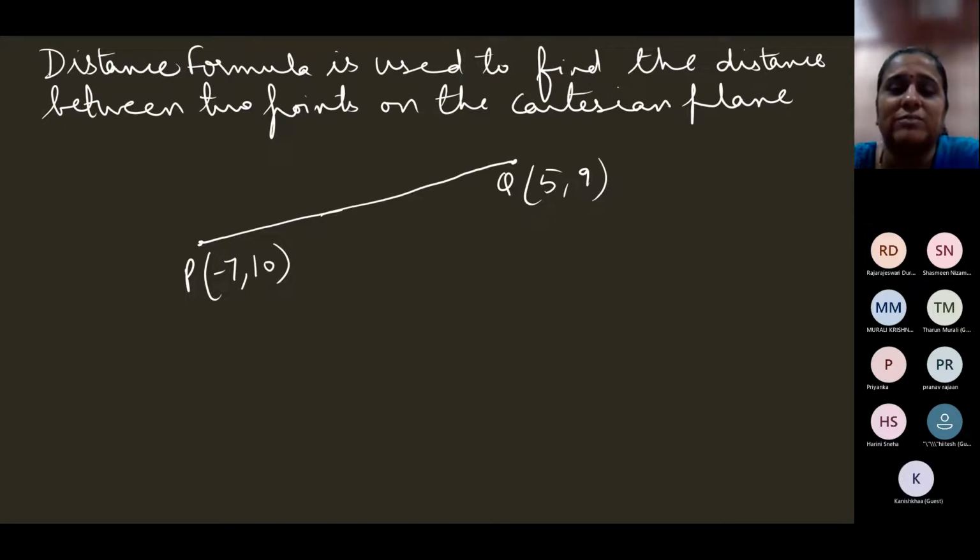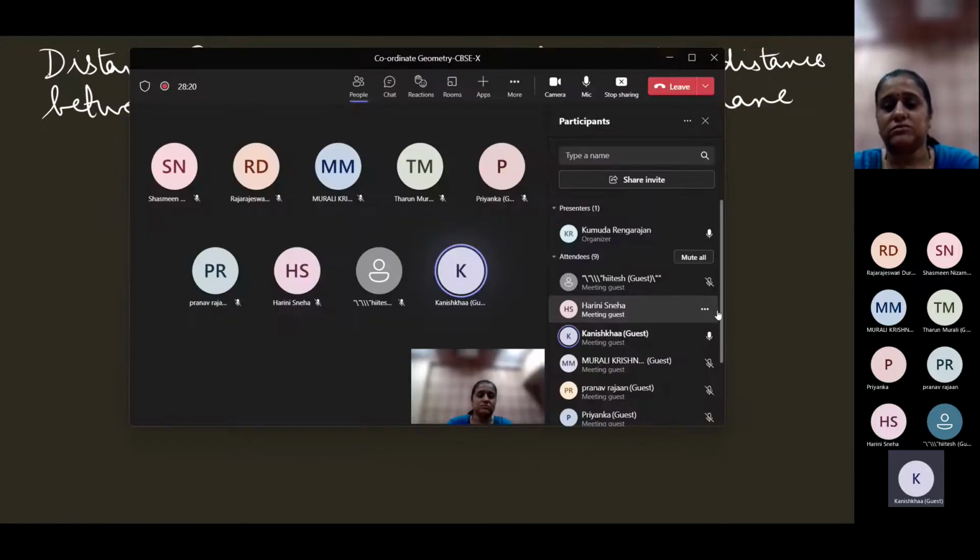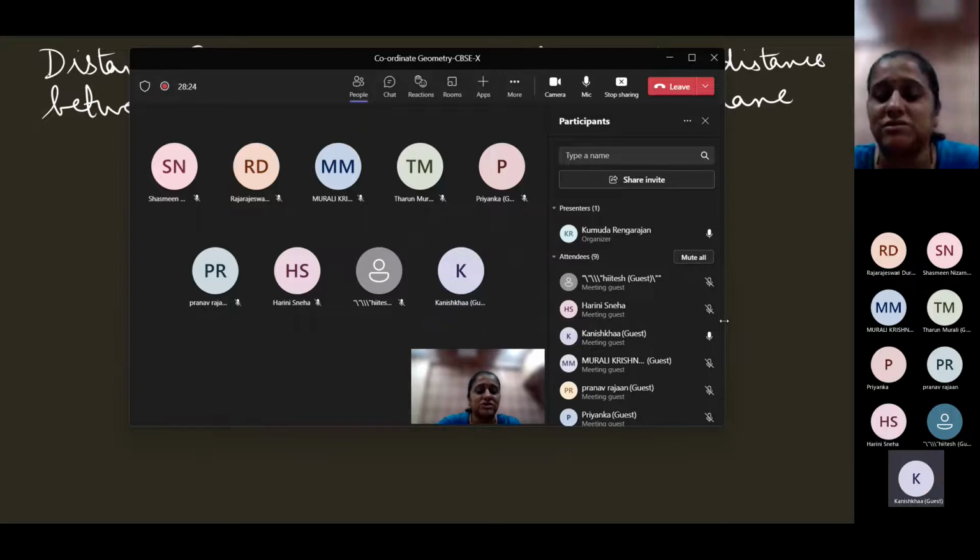Somebody's mic is enabled. Please disable your mic. Kanishka, kindly disable your mic. Kanishka, please disable your mic.